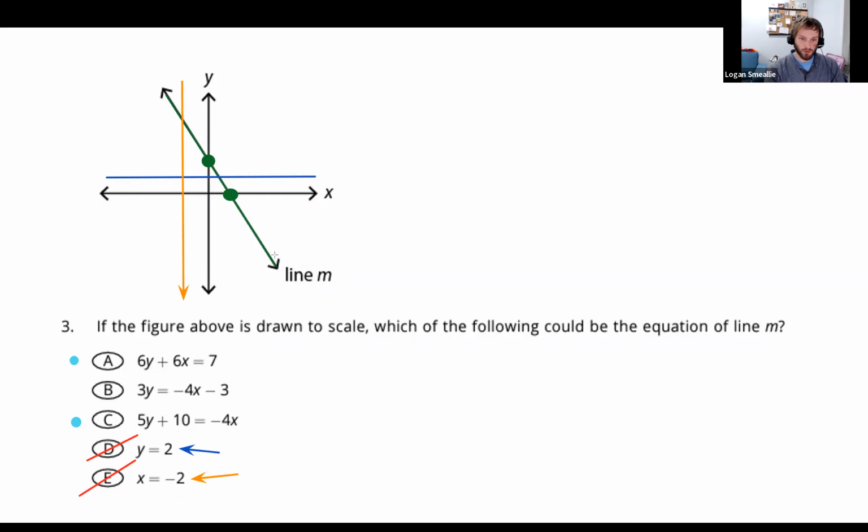We need something that hits both axes. So yeah, those are out. Now let's take a look at A or C, which are the two that actually got votes, I believe. And I'll tell you how I would think about this one.